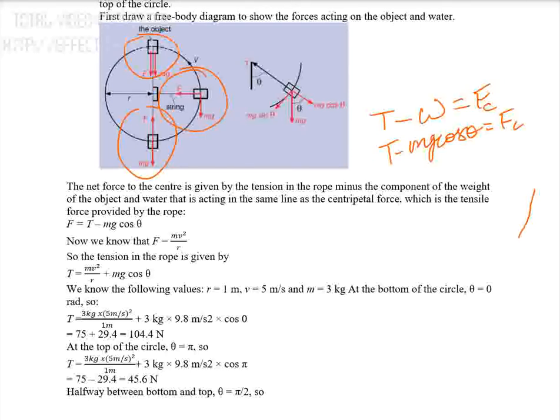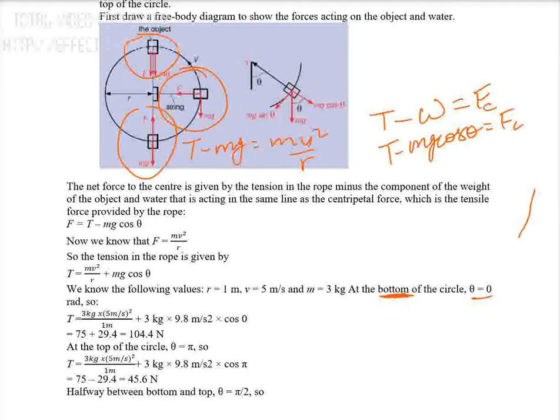Now F is equal to mv squared over r since it is centripetal. For the object at the bottom, since the weight is down, there is no angle. Theta is how much? 0 degrees. Therefore theta is 0, cos 0 is 1. Therefore our equation for the bottom becomes T minus mg is equal to what? mv square over r. This one is for the bottom.